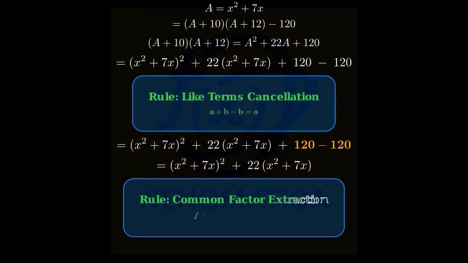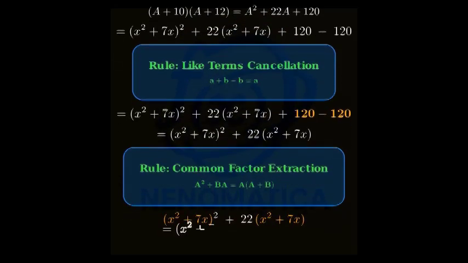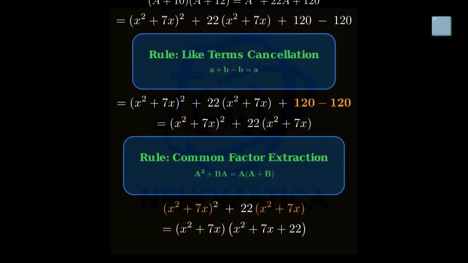Looking at our expression now, we can see that both terms have a common factor of x squared plus 7x. Let's factor this out. We get x squared plus 7x times x squared plus 7x plus 22. Quick recap: we've grouped, expanded, recognized patterns, and are now factoring to simplify our expression.